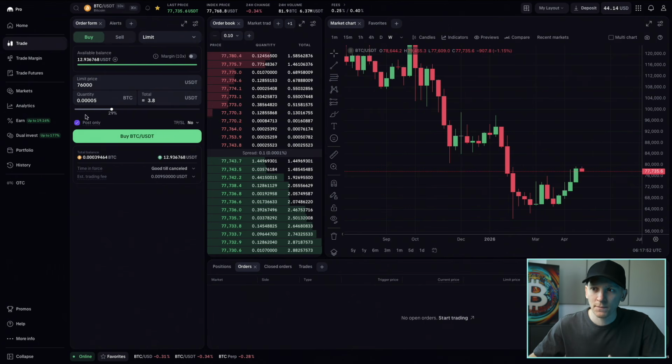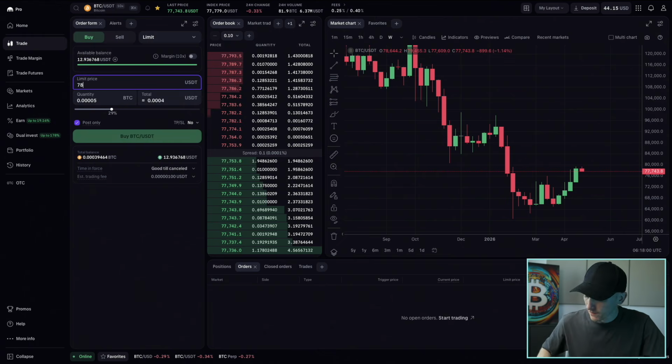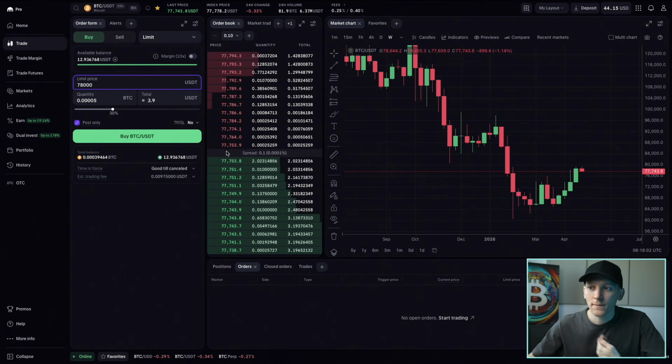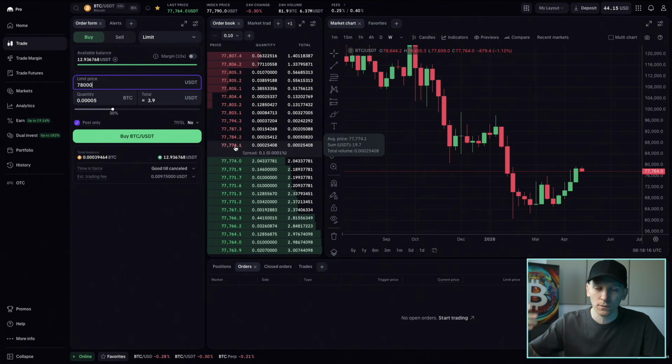Post only prevents me making a mistake with my limit order. So let's say that my mistake here is that I'm going to put 78,000 in as my limit price. I'm going to trade immediately, right, as a market order. Post only prevents me doing that. It's going to say, hey, you made a mistake. You want to trade a limit order. You want your order to go into the order book, but your price is going to trade you immediately like a market order because your price is too high. Post only prevents that happening.